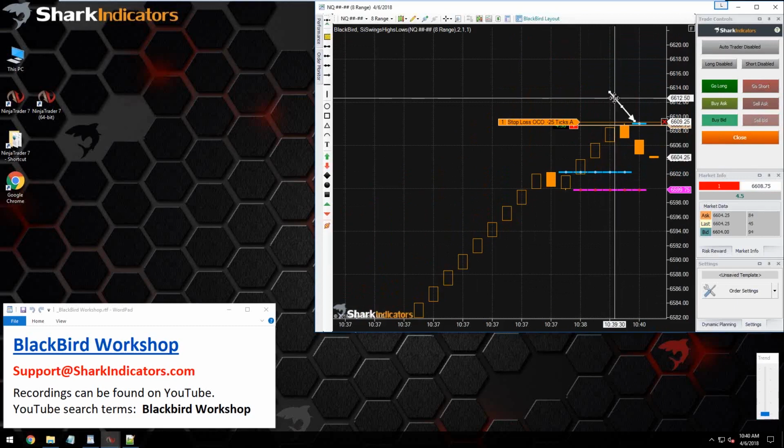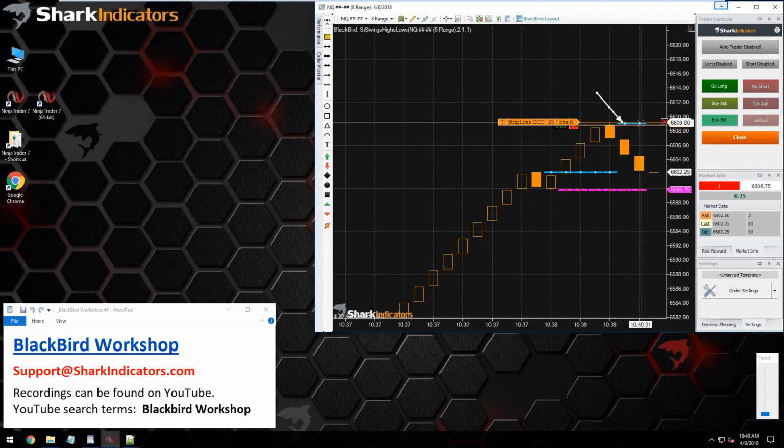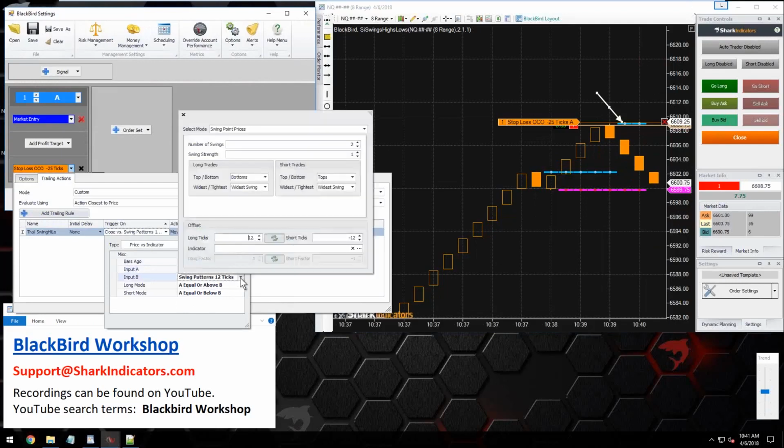So as soon as the swing high started plotting, our stop loss just triggered down to it. Also, remember, the bar's closing price had to be 10 ticks below the swing high plot as well. Okay, so with that, trailing, or I'll open up the trailing roll here. There you go. So that was kind of the key to getting this all working here.